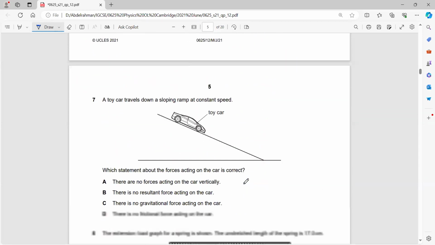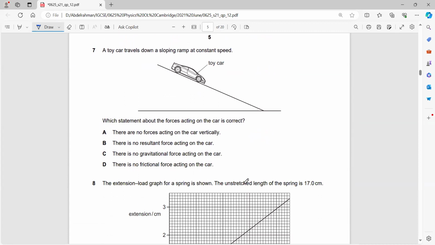Moving on, I have a toy car traveling down a sloping ramp. What statement about the forces acting on the car is correct? It's moving at a constant speed at this instant. When any object moves at a constant speed, how can we describe the forces acting on it? There is no resultant force. Yes, that is correct. There is no resultant force acting on the car.